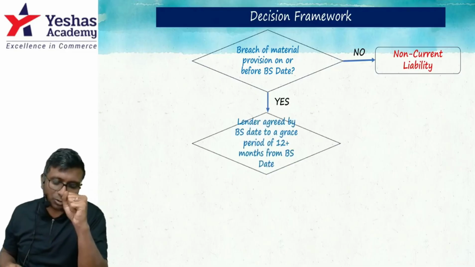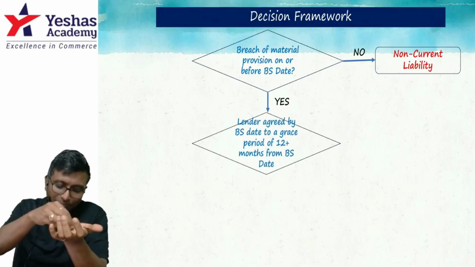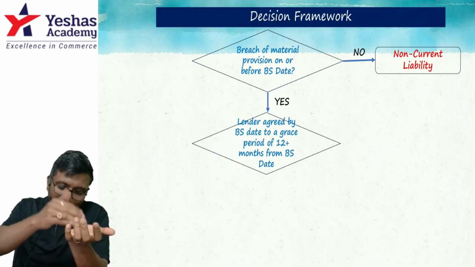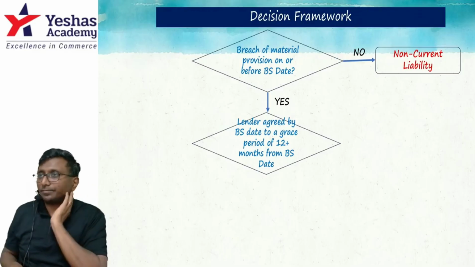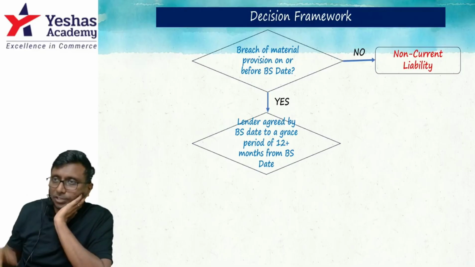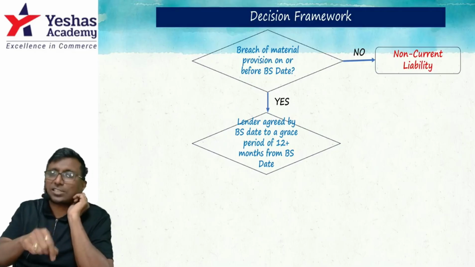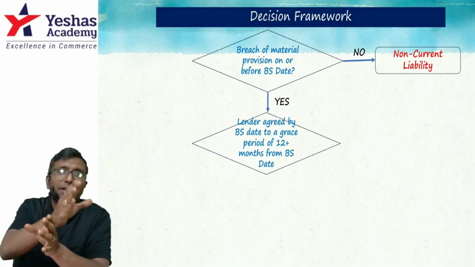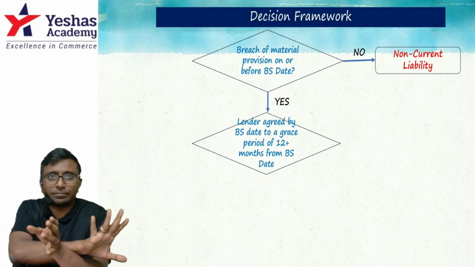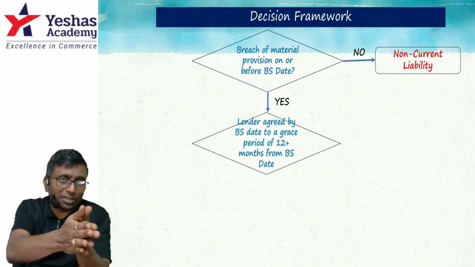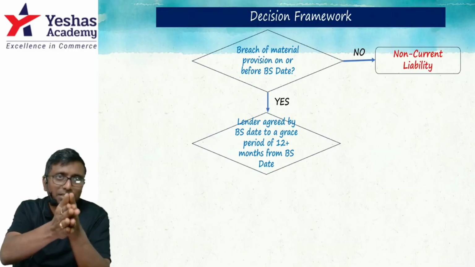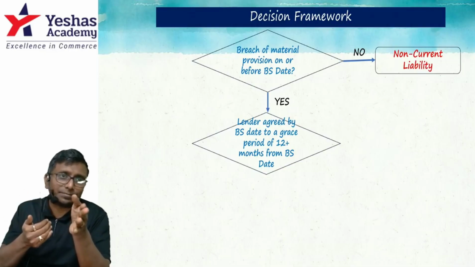Very clear. Further, what is the question? The lender agreed, by the balance sheet date, to a grace period of 12 months from the balance sheet date. Read once again. First of all, when I say yes, yes means the breach happened on or before 31st March. Now, what did the lender agree?